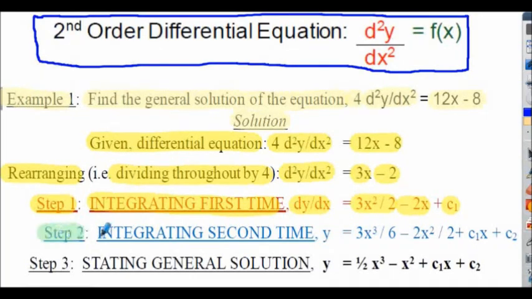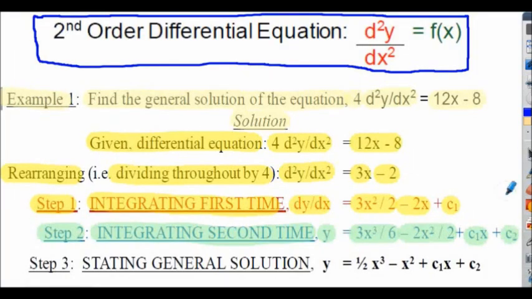Second step, integrating the second time. Now we have on the left hand side y. Again, each term integrates on the right hand side. 3x squared divided by 2 integrates to 3x cubed divided by 6, 3 times 2 is 6 on the bottom line. Then minus 2x integrates to minus 2x squared divided by 2. Constant C1 will integrate to C1x. And we add our second constant of integration because we've integrated the second time.